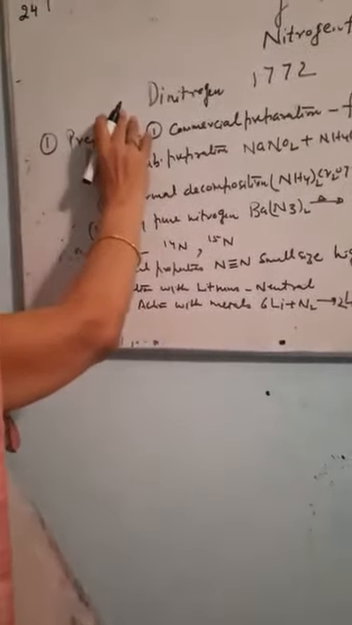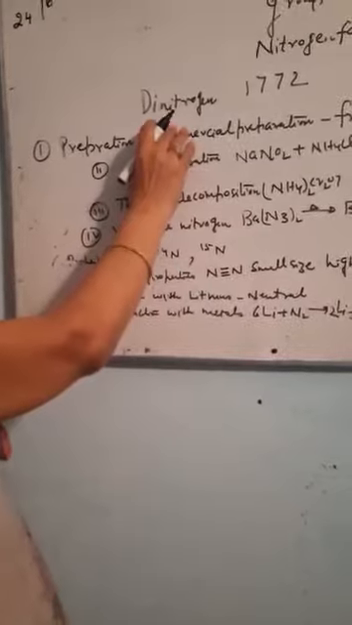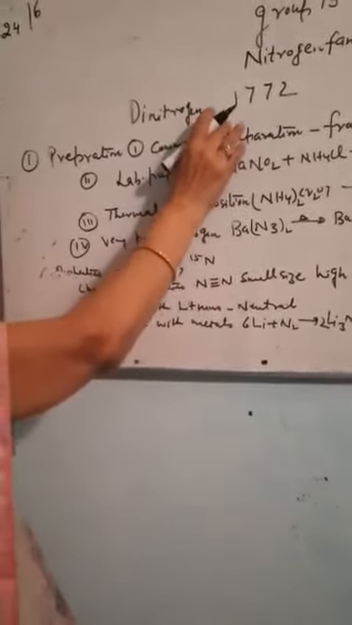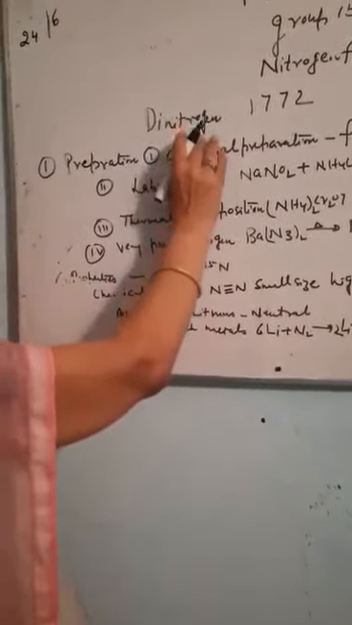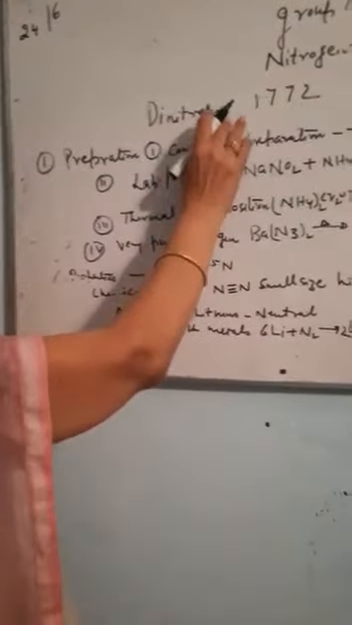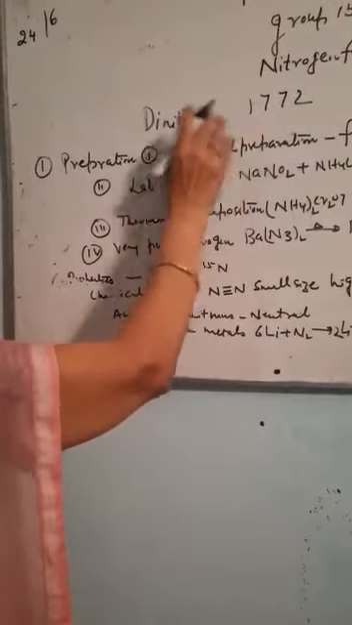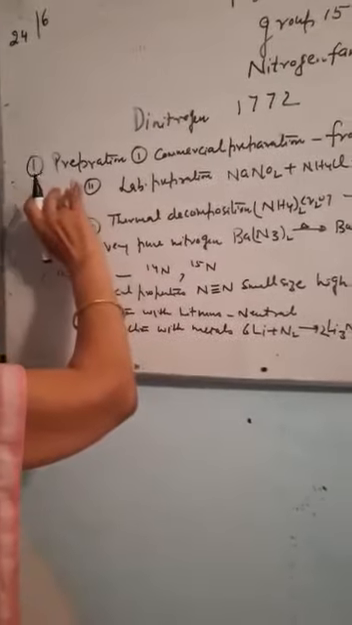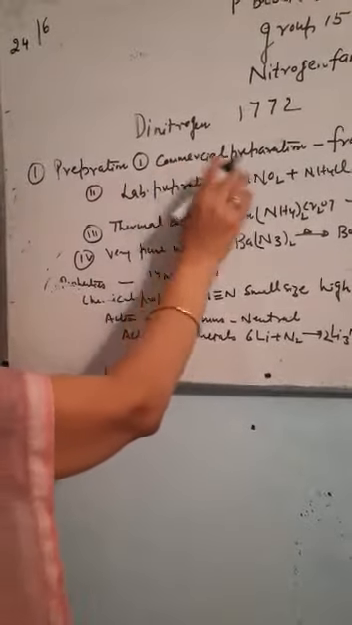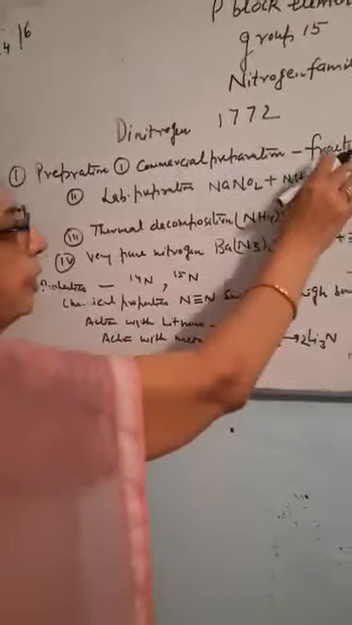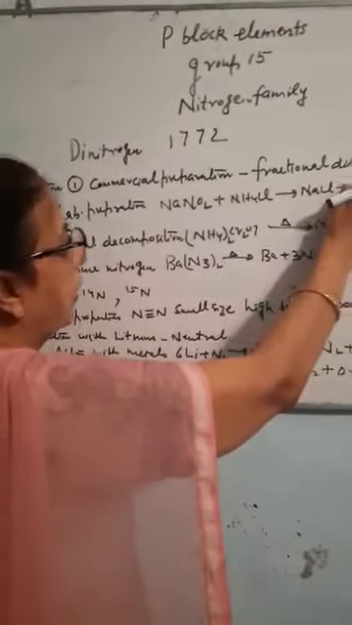Nitrogen was discovered by Daniel Rutherford. It consists of two atoms. It exists as N2, so that is why it is known by the name of dinitrogen. It can be prepared in many ways. The commercial preparation is done by the fractional distillation of air.